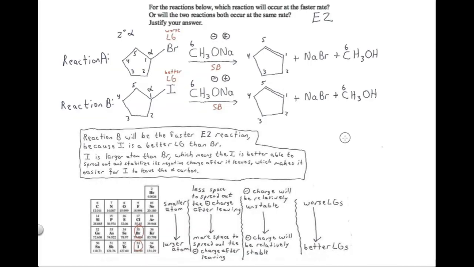But that won't do you any good unless you can figure out which is the better leaving group. So you need to know that when you're comparing elements in the same column of the periodic table, the larger atom will be the better leaving group.